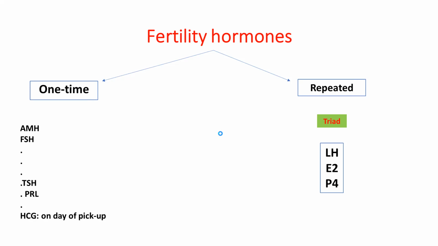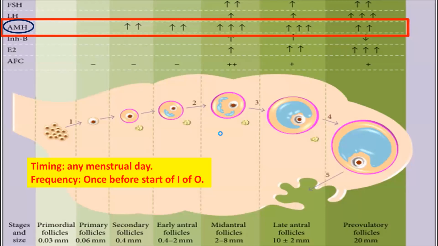On the other hand, some hormones are requested frequently during the course. So from scientific and economic views, you should categorize the hormones requested as one-time hormones and repeated hormones. And these repeated hormones are actually the triad of LH, estradiol, and progesterone.